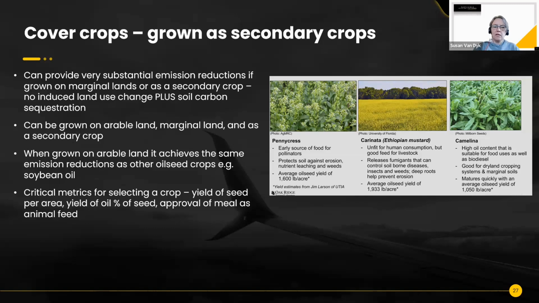And you need to look at the yield of seed per area, the yield of oil and seed, and the approval of the meal as an animal feed. So this is from some US labs, and it shows you the different yields that you could get per acre. And these are the three biggest cover crops that are considered for planting in the US: pennycress, carinata, and camelina.